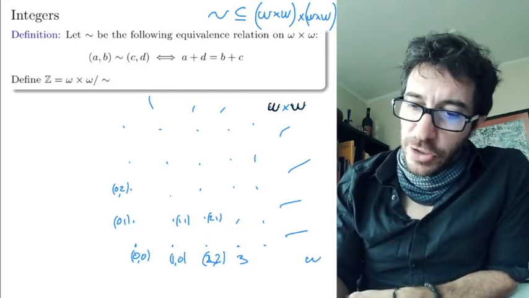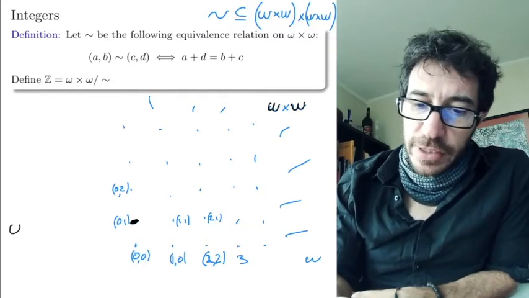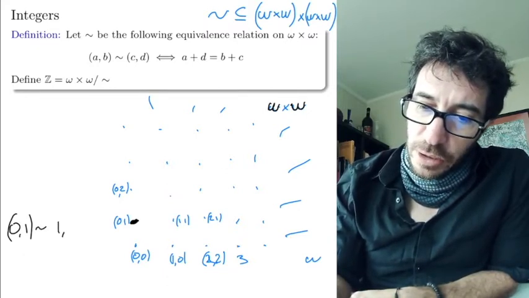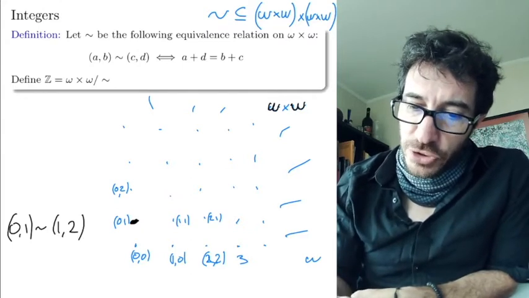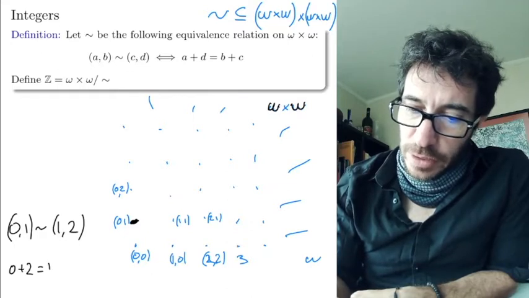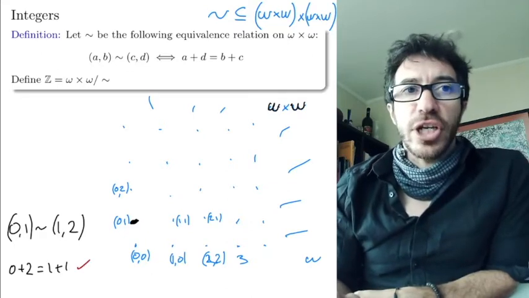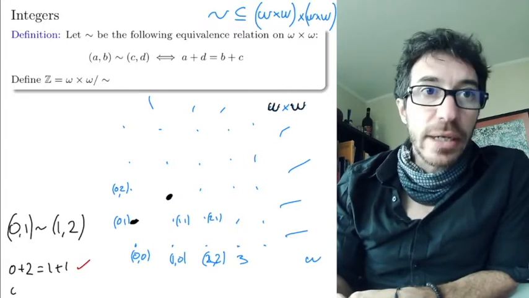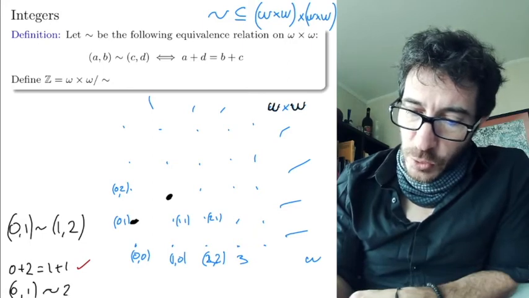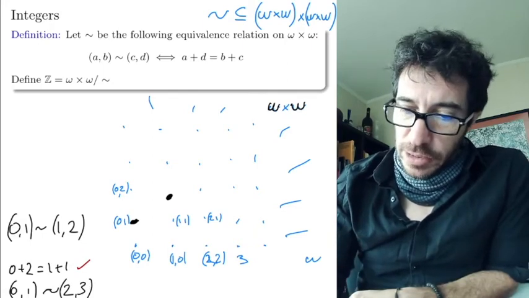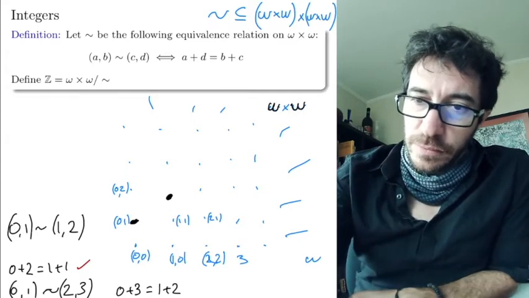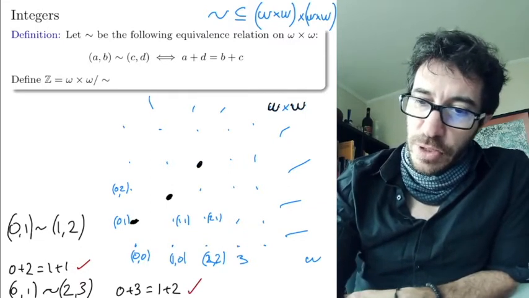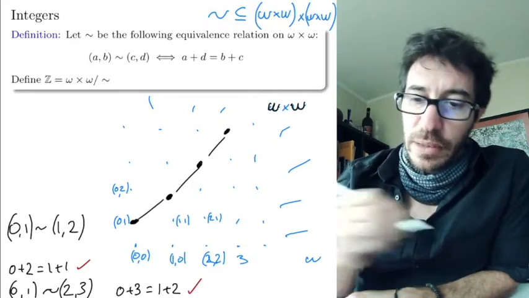Okay, so let's look at, I don't know, this guy, (0, 1). Who's equivalent to (0, 1)? Well, (0, 1) is equivalent to, for instance, (1, 2). If you look at the definition, you get that 0 plus 2 equals 1 plus 1. That checks. So it's equivalent to that one; (1, 2) is right here. (0, 1) is also equivalent to, let's say, (2, 3), because 0 plus 3 equals 1 plus 2. Check. That one is right here. And it's also going to be equivalent to (3, 4), this one up here. So all these guys are equivalent to each other.